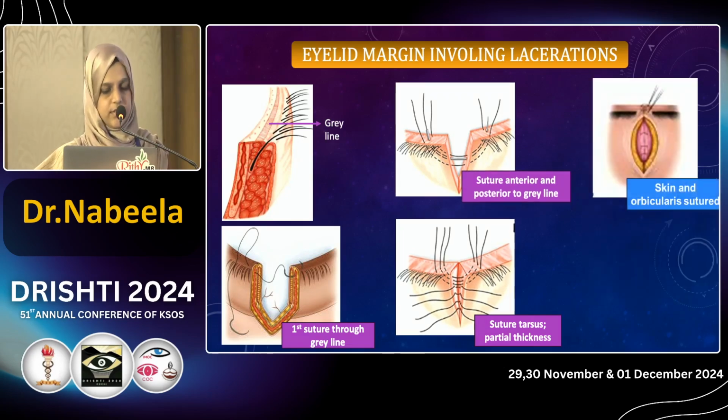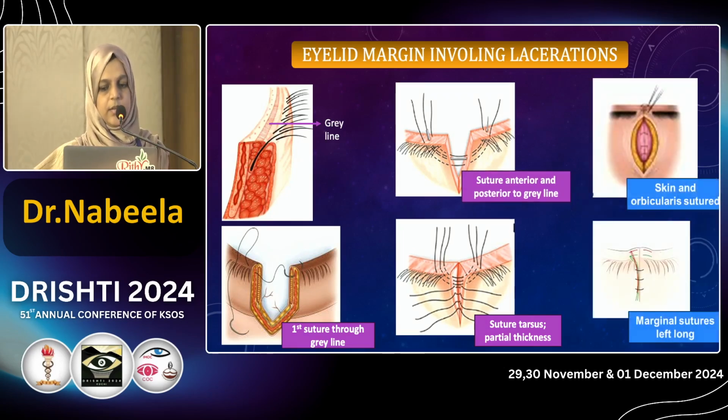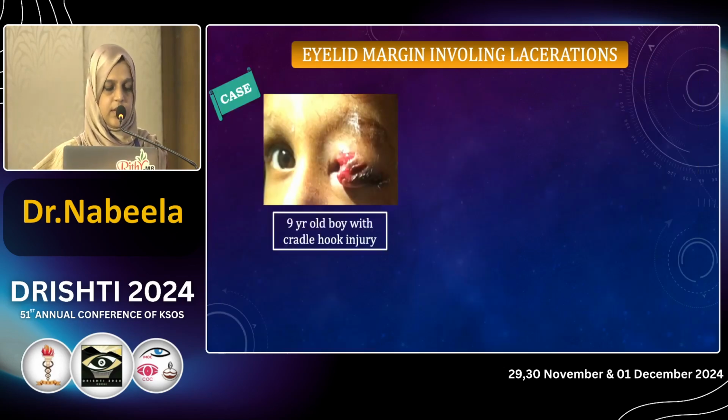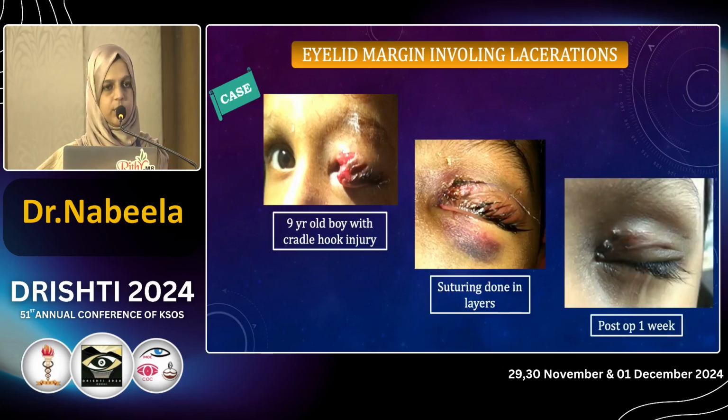Then you have to suture the skin and orbicularis, and the marginal sutures are left long, and these are tucked under the skin sutures. One thing you have to notice, after suturing, the sutured wound must result in a lid pout. Only then the plane of scar will come in line with the eyelid margin. So a good apposition with slight margin eversion should be the goal. So again a case, a 9-year-old boy with a cradle hook injury, wound sutured in layers with a postoperative 1 week.